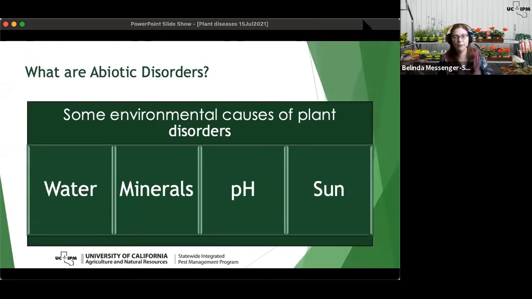You can't fix this type of problem with a pesticide, so it's important to know if the problem has an abiotic cause or if it's an actual infectious disease. Most of the common abiotic disorders are due to issues with the soil. Water, too much or not enough. Nutrients like nitrogen, phosphorus, iron, manganese, etc., too much or not enough. High pH, which can lead to nutrient availability problems. Too much sunlight can burn leaves. And there are other abiotic disorders such as air pollutants like ozone, temperature extremes, and herbicides. We'll go over a few of those.